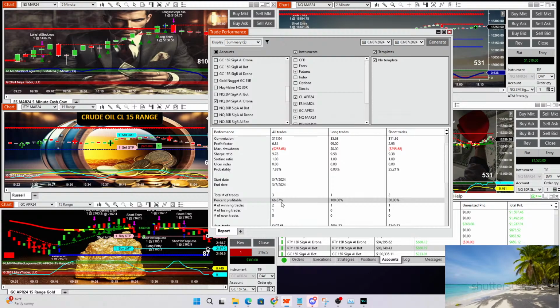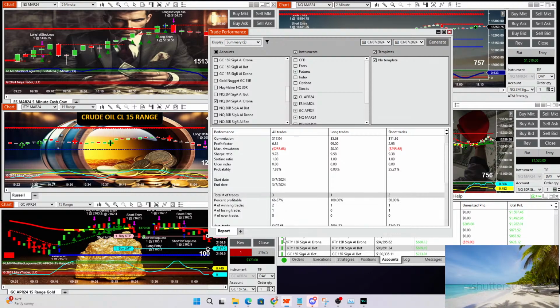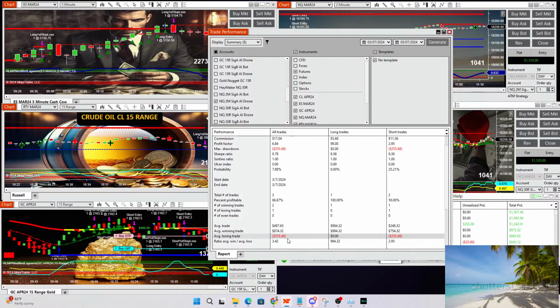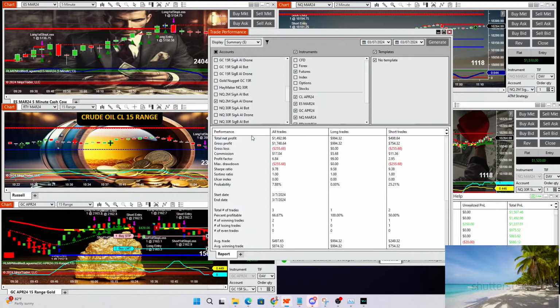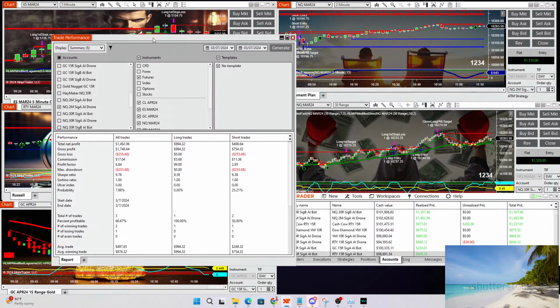It won 2/3 of its trades. 2 out of 3 trades it won. Took a total of 3 trades. And the average winner was 875, and our loser with commissions was 255. So we're just between a 3 and 4-1 risk to reward ratio, trading one contract. So that 2-minute Signal A AI drone did extremely well, and it's been doing extremely well.